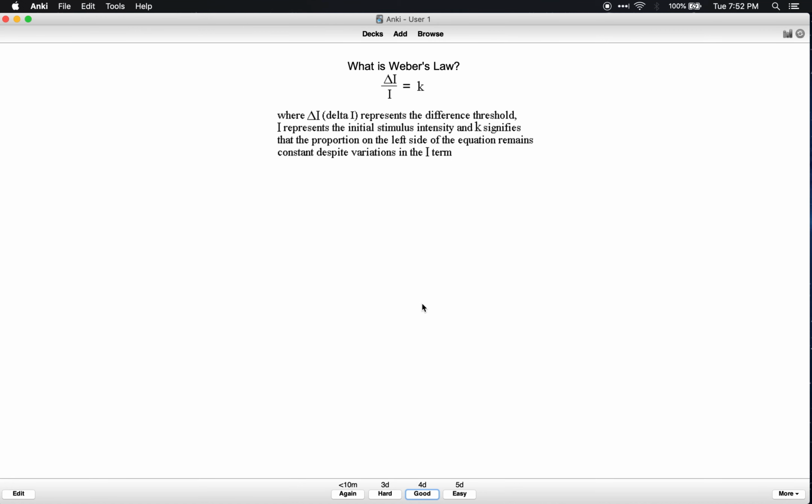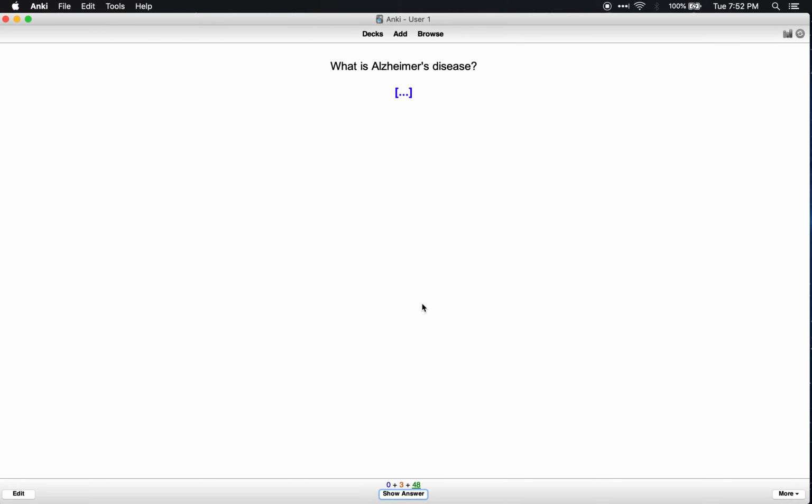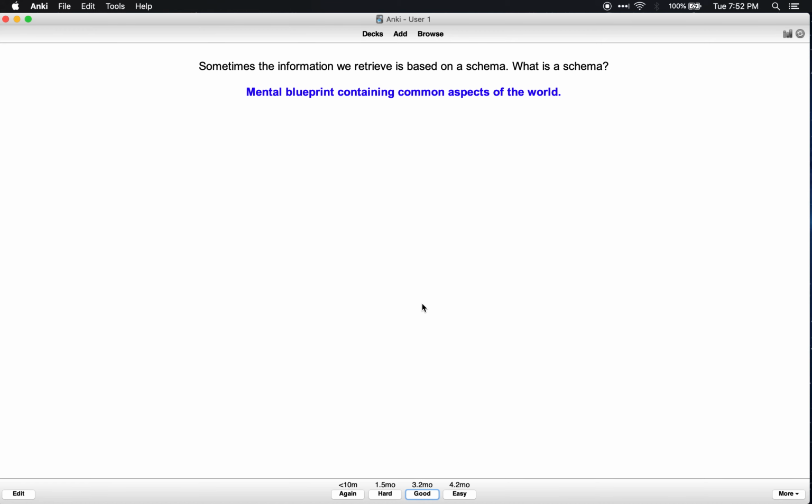Alzheimer's disease: neurons die off over time, so the cerebral cortex shrinks in size, and it is characterized by amyloid plaques in the brain. Sometimes we remember using a schema. What's a schema? It's a mental model, a mental blueprint of the world. Basically, how you view the world.